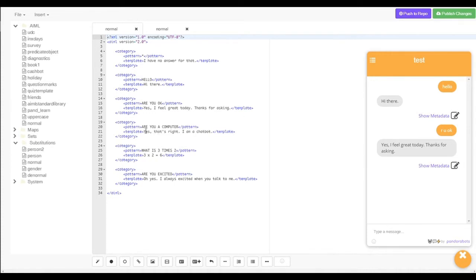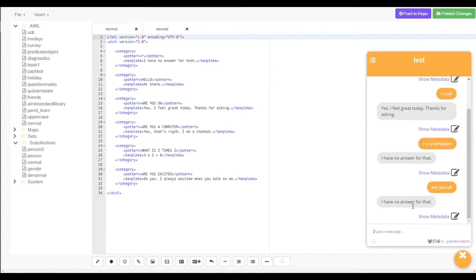Let's try it again with, are you a computer? I have no answer for that. Well, that's strange, because we have a match for that there. Let's try that again with, are you okay? This time we'll write it in full. I have no answer for that. Again, it's not picking it up. Very strange when we have a direct category there. So let's see where that's going wrong.